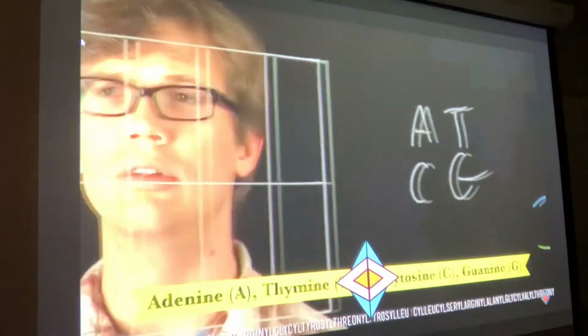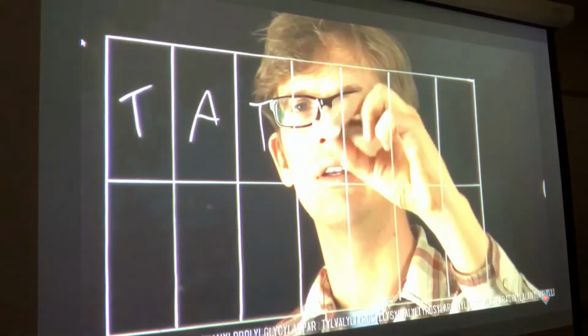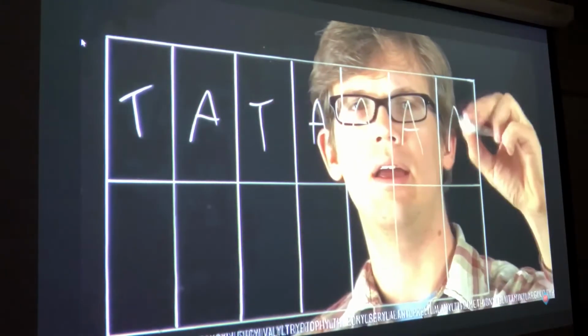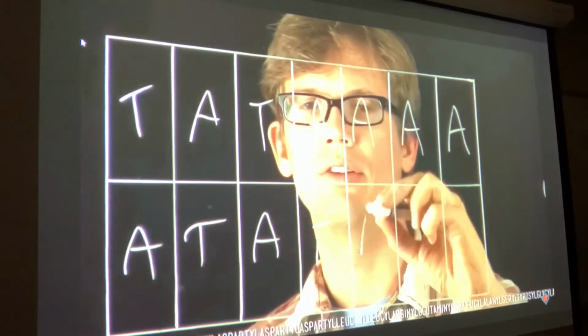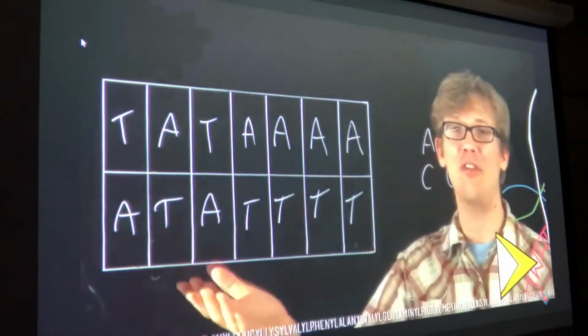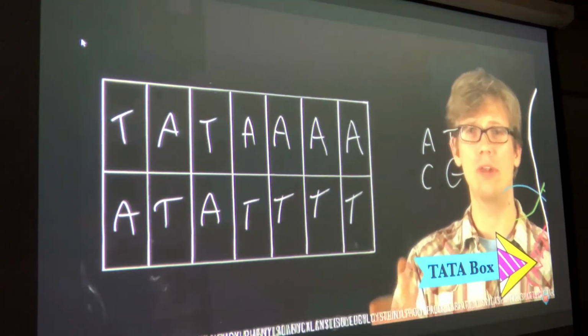Specifically, the promoter is a really simple repetition. We got thymine, adenine, thymine, adenine, and then A, and then on the other side, A, T. Because you know how this works, right? This is called the TATA box. It's nearly universal, and it helps our enzyme figure out where to bind to the strand.